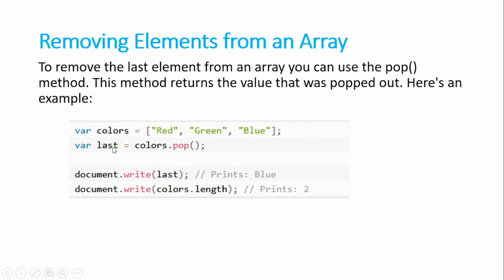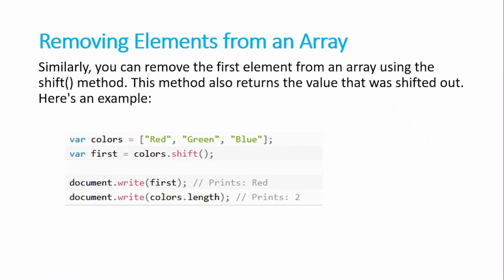Now you can see it is stored in this last, and if we log this last variable, then you'll get the blue, because that is the value that is removed from this array. So the pop method will remove the last element from the array. Now if we count the length of this colors array, then we'll get two items because the third one is removed now.